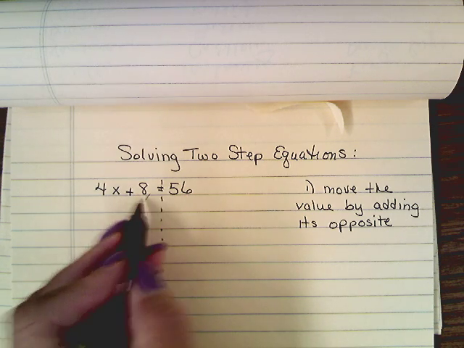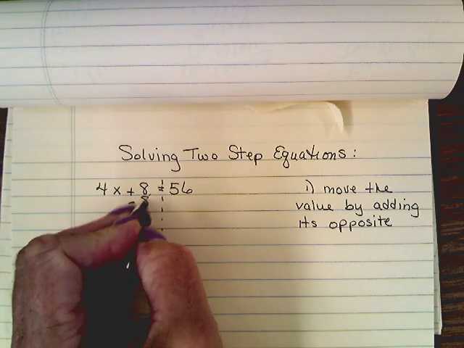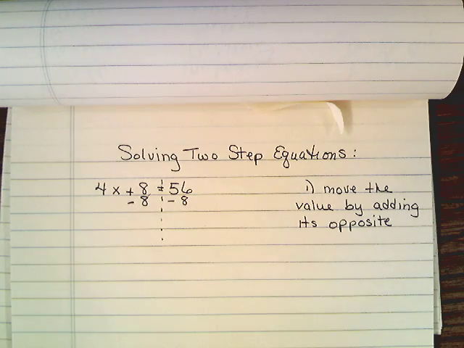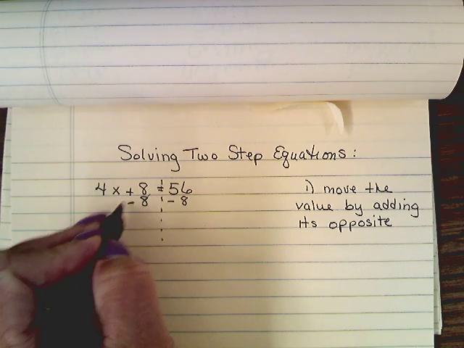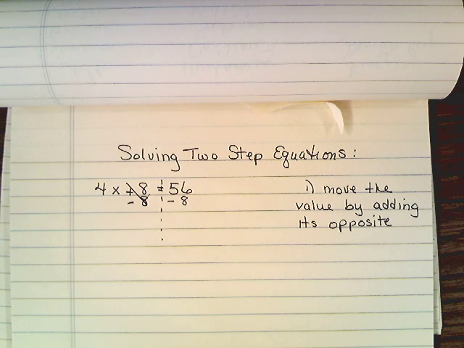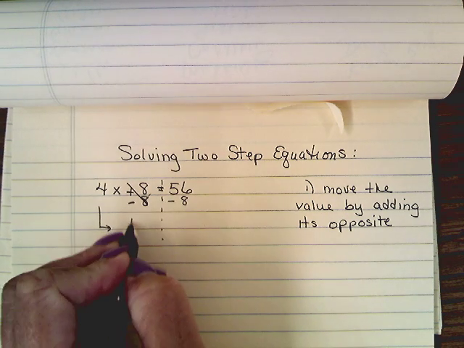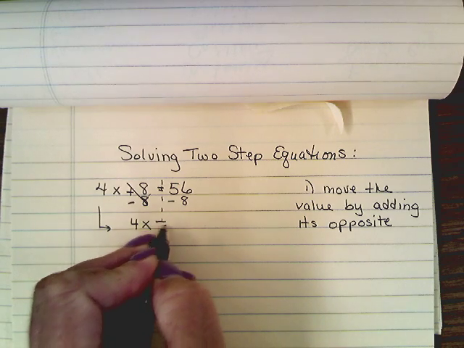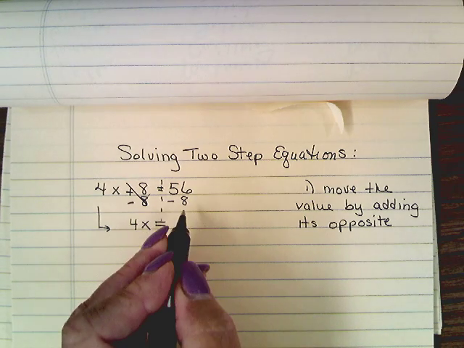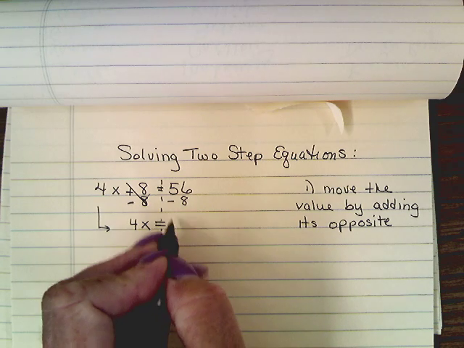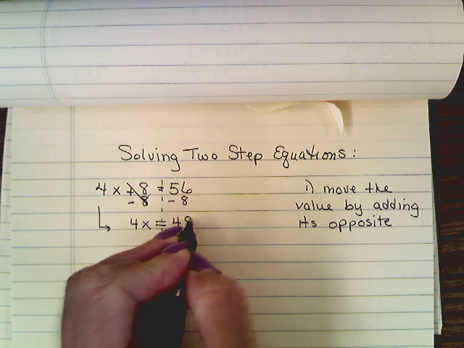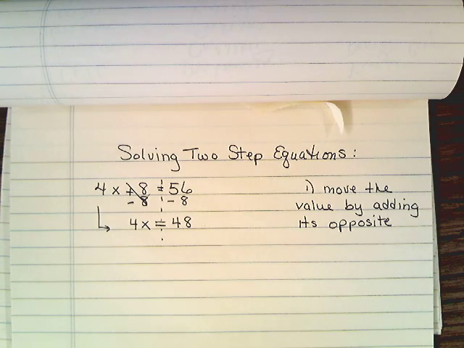So since this is a positive 8, we are going to add a negative 8 to both sides. That way 8 plus negative 8 is going to give you 0, and it's going to cancel that out. You're going to bring down your 4x equals 56 plus negative 8 is going to give you 48. Okay, now it's just like a regular one-step equation.